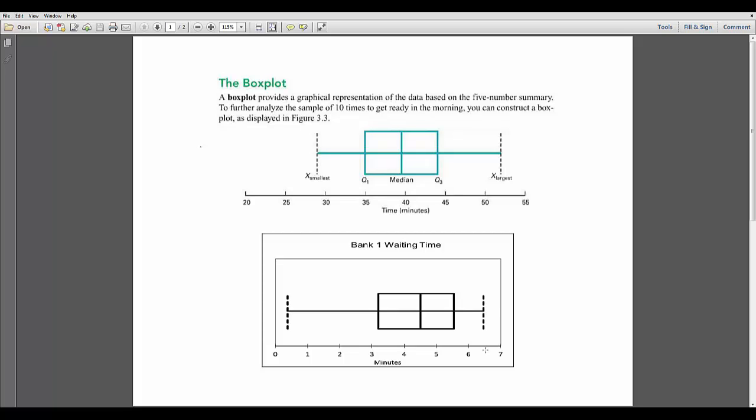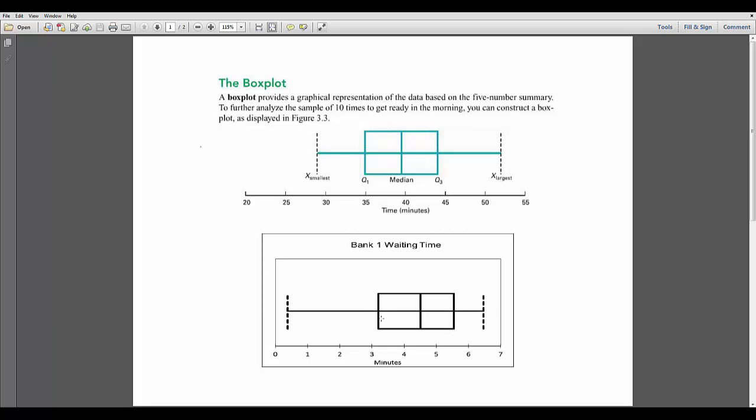They are good for comparing two different data sets, and this is why we are using them to compare the Bank 1 and Bank 2 data. Here are our quartiles. This was our first quartile, which is 3.2 minutes, and we can see on the graph here that's about where it is. And our third quartile would be just a little over 5.5 minutes, so here.